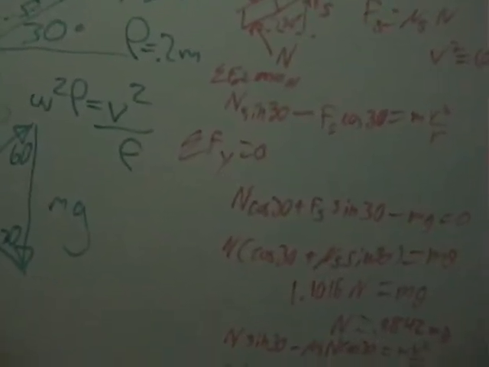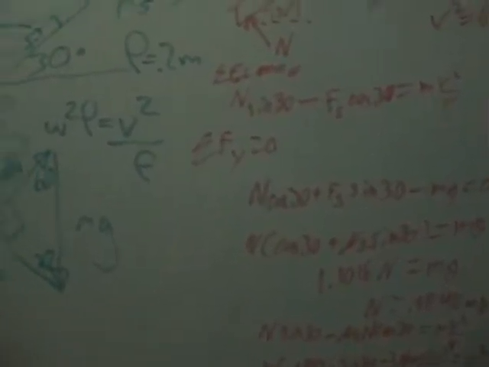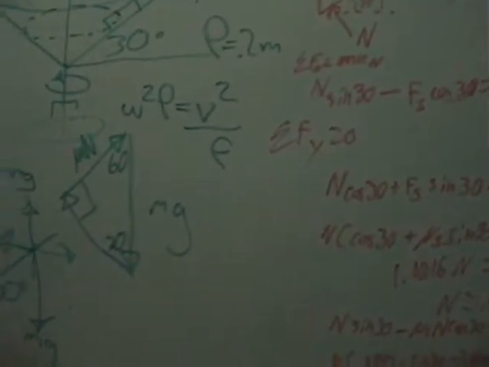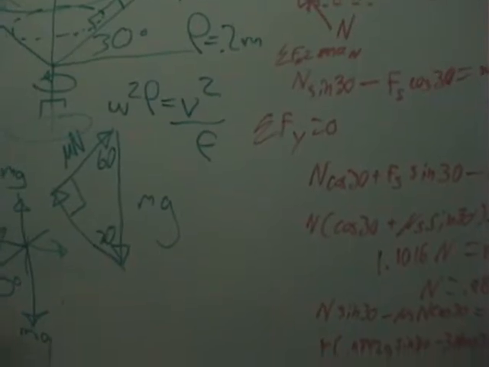So omega squared rho equals v squared over rho is just from basically physics 1. That's just omega equaling v over rho. Square and multiply both sides by rho.